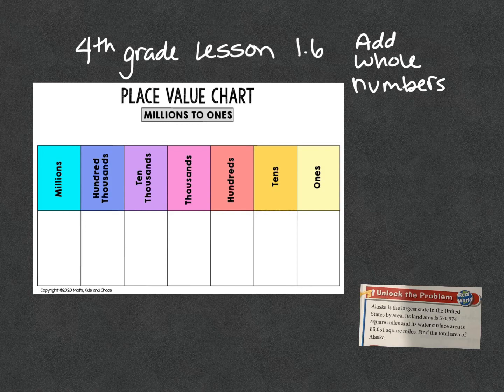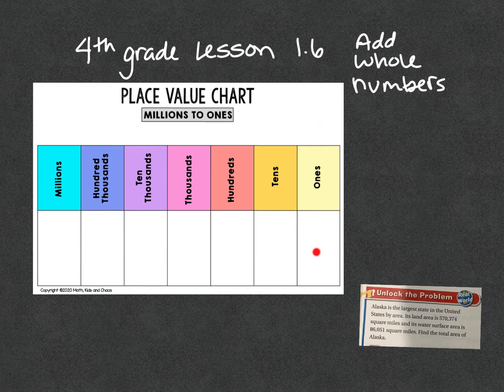Fourth grade lesson 1.6 is adding whole numbers. Before we get into adding those whole numbers, this lesson also wants us to estimate and then add the whole numbers. We're going to be tying together a lot of the things we've been talking about over the last couple lessons. The first thing I want to talk about is our place values again.